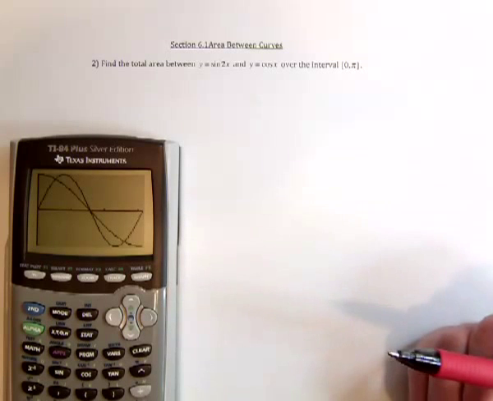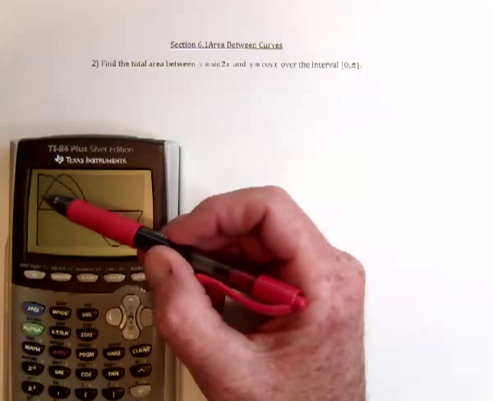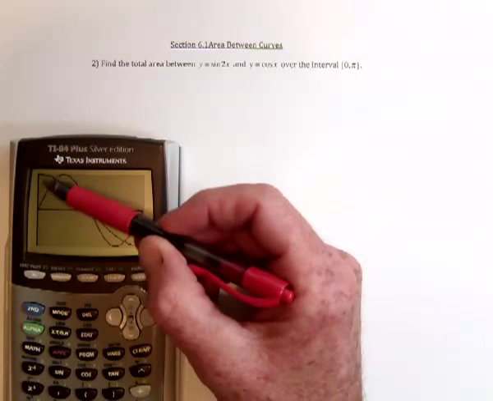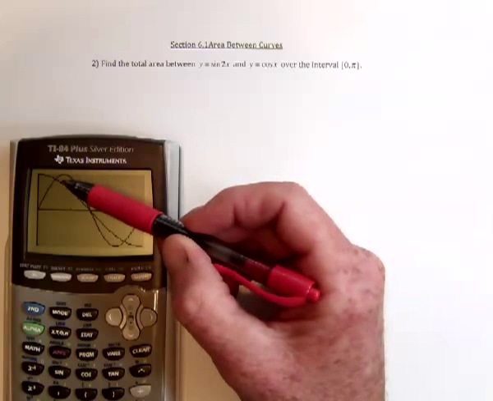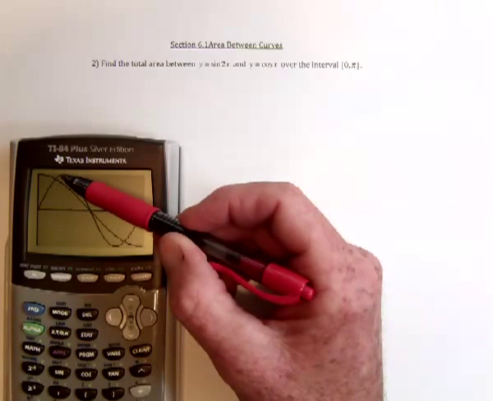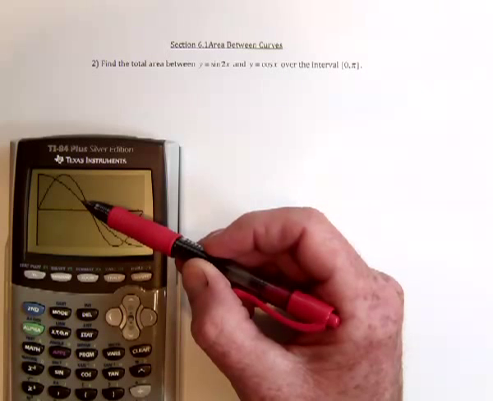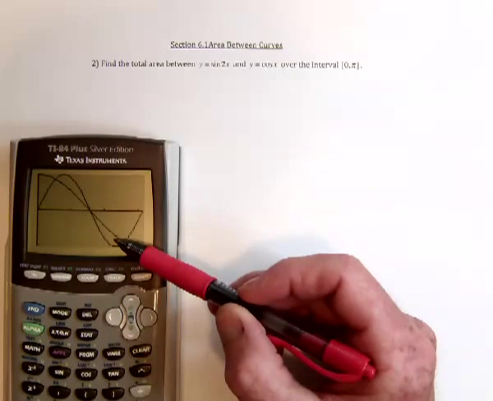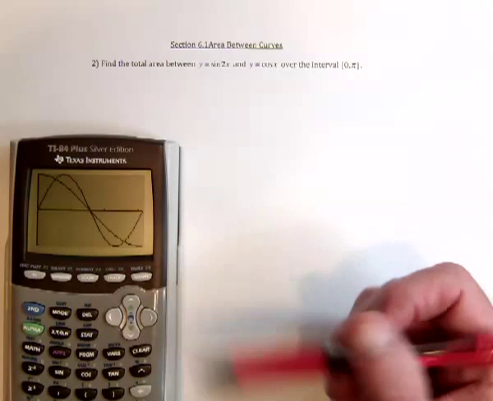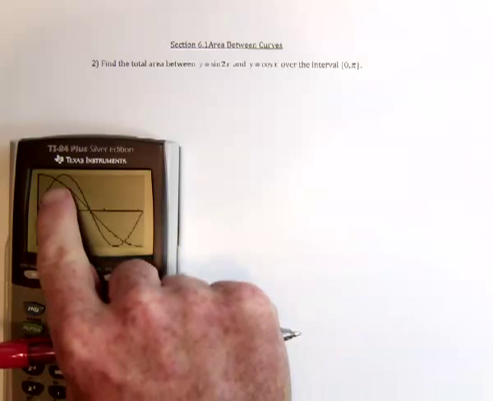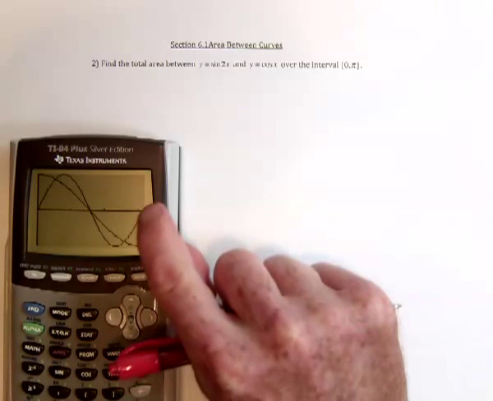It just says between. So what we're going to need to do is a couple of integrals. We'll need to integrate in here up to that point, and then they switch roles, so we would have to then switch them and integrate in here. And then because it's symmetric, this and this are going to be the same thing, so we could just double the answer.